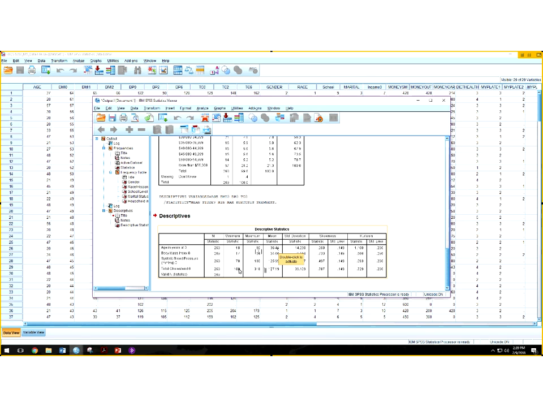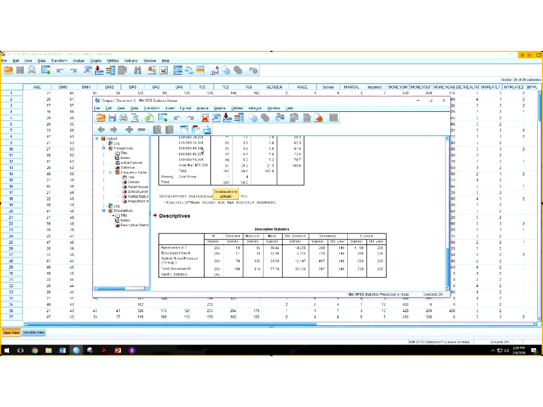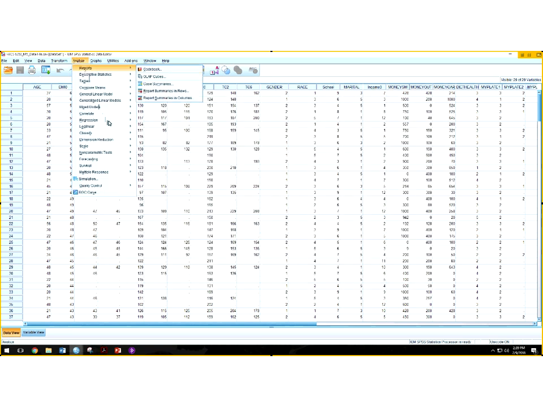But now I can also tell you that the minimum age was 18 and the maximum was 80. The minimum BMI was 17 and the maximum was 64. So that's a lot of variation there. So just these frequencies and descriptives give me a lot of information. Okay, sidebar. Now let's get back to our correlation.